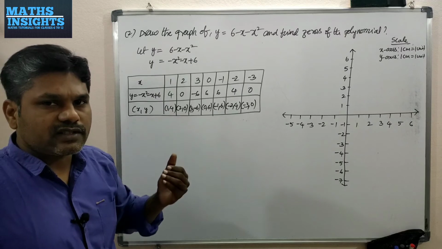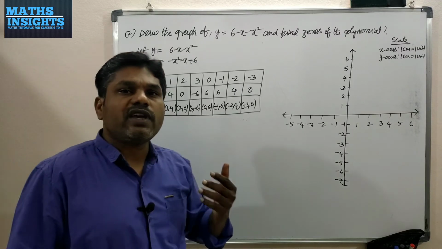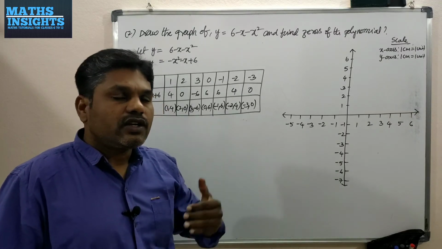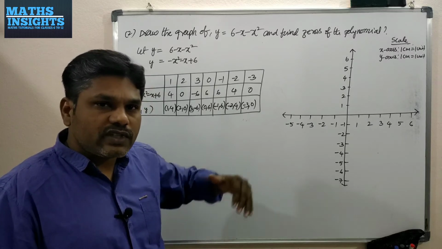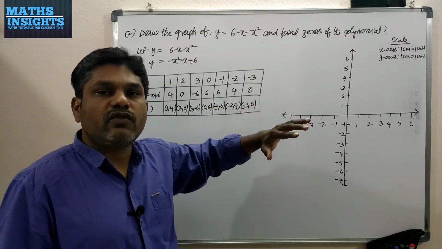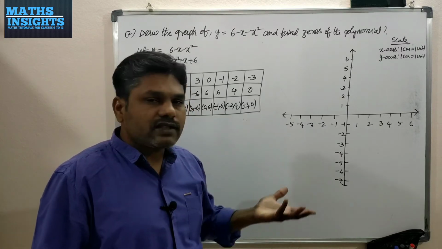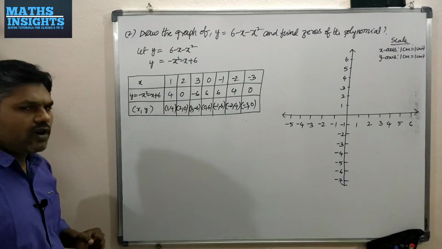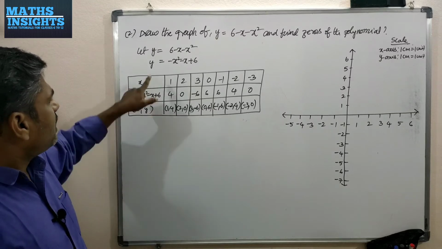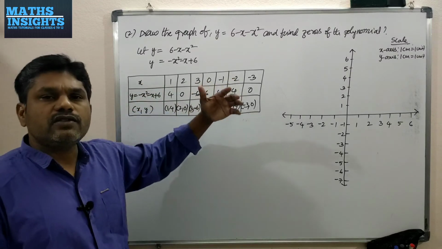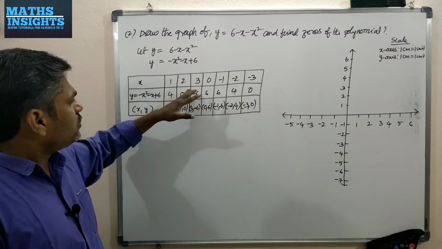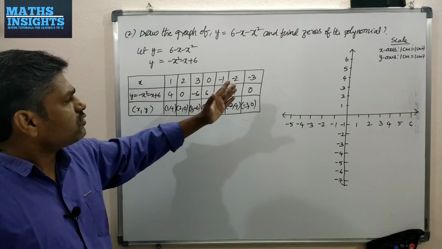That means we discussed that when the value of a is less than 0, then you will have a graph which is in the shape of an inverted U. We will see how it touches the x-axis. Similarly, what you did in the previous case, I assumed some values for x. See, 1, 2, 3, 0, minus 1, minus 2, minus 3.